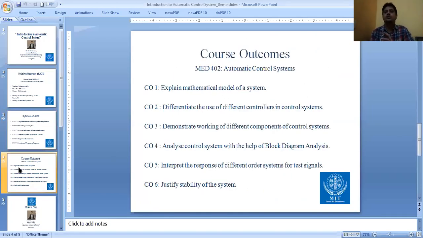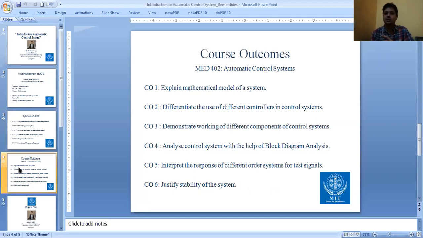Now, we need to get familiar with the course outcomes. What are the course outcomes? Basically, we have 6 course outcomes. They are usually denoted as CO1, 2, 3, 4, 5, and 6. CO1 talks about mathematical models of systems that we are going to see when we talk about control system components. And then CO2 will talk about the use of different controllers in control systems.